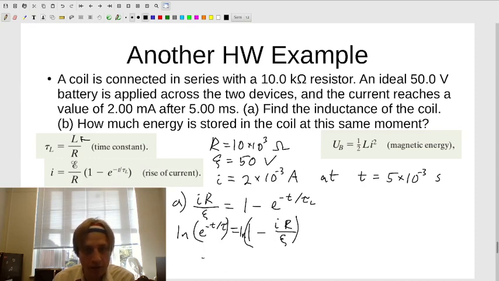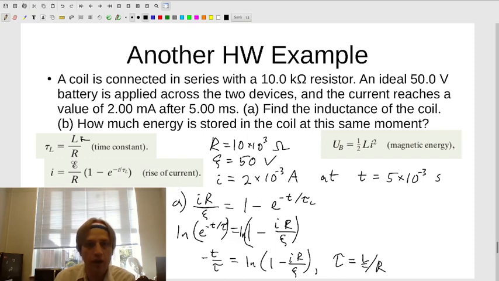And that would give me minus t over tau is the natural log of 1 minus I over R over eta. Okay, so I'm going to let you go do the rest of that. And once you find out what tau is, you're going to use tau is equal to L over R and use that to solve for L. That will give you the inductance of the coil.